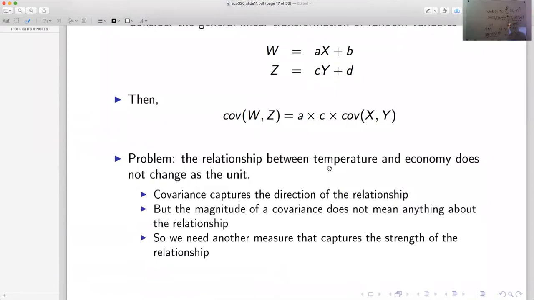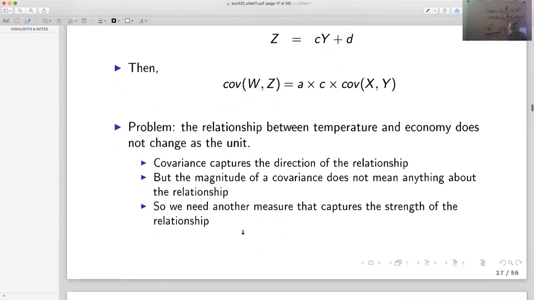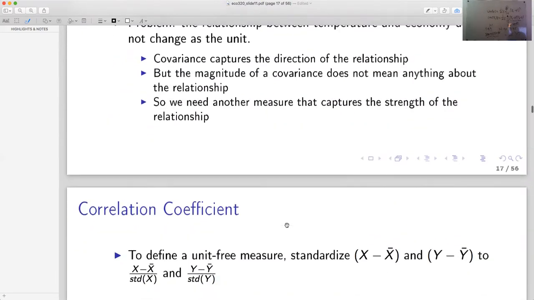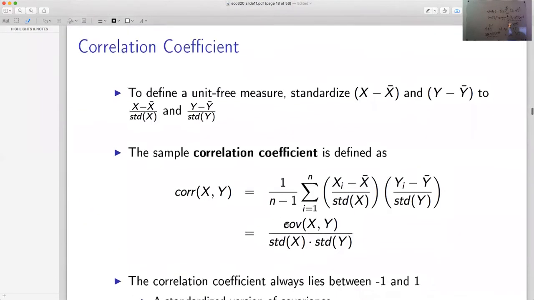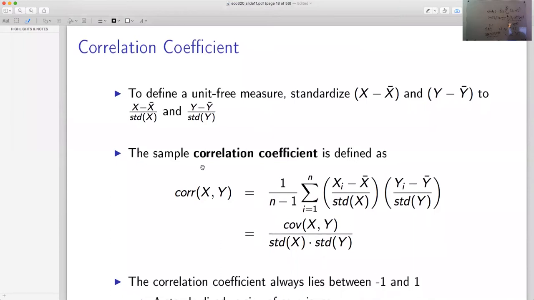Now we see some problems. The relationship does not change, the only thing that changed was the unit. Covariance captured the direction or the sign of the relationship, right? But the magnitude doesn't mean anything. So we definitely need another measure which tells us how strong a relationship is compared to others. So now we're going to learn about the correlation coefficient.